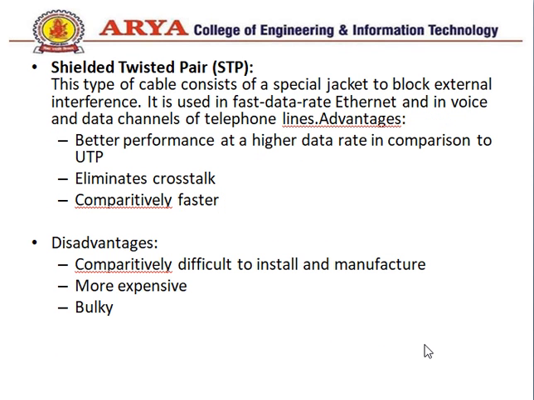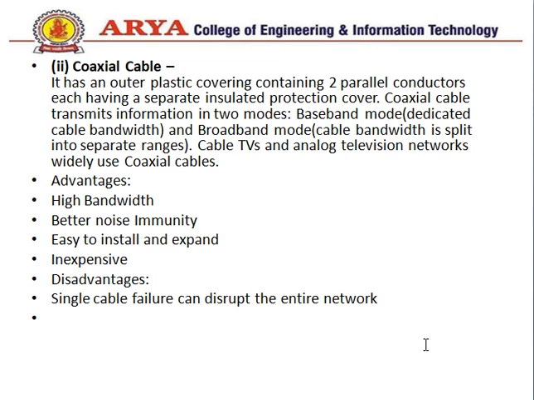Next is shielded twisted pair, STP. This type of cable consists of a special jacket to block external interference. It is used in fast data rate Ethernet, and in voice and other channels of telephone lines. Advantages: better performance at higher data rates in comparison to UTP, eliminates crosstalk, comparatively faster. Disadvantages: comparatively difficult to install and manufacture, more expensive and bulky.